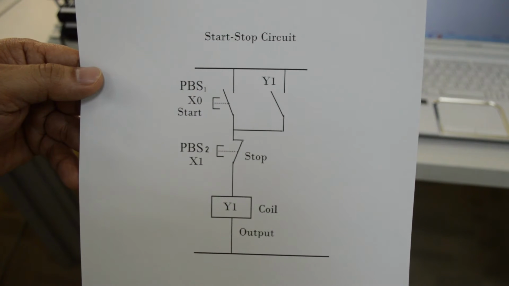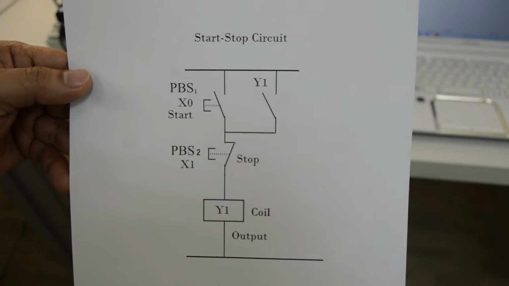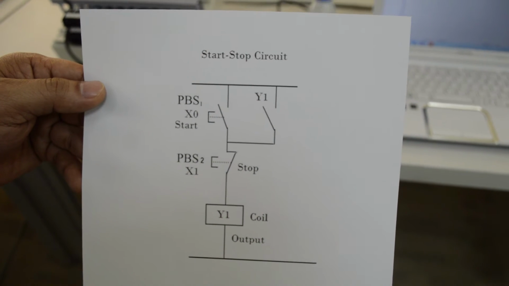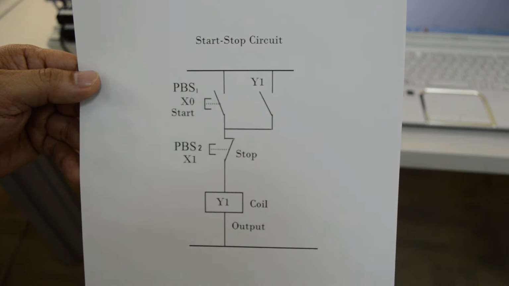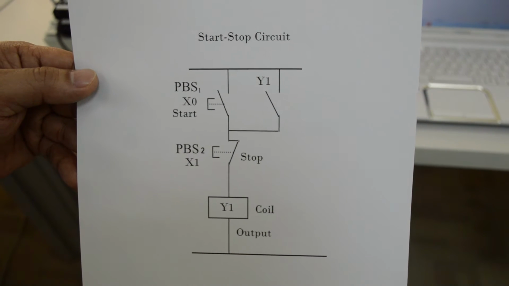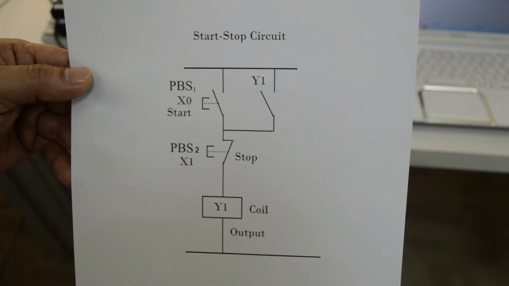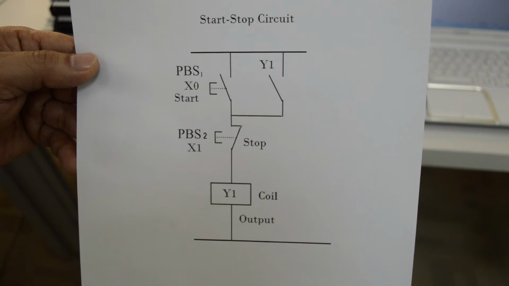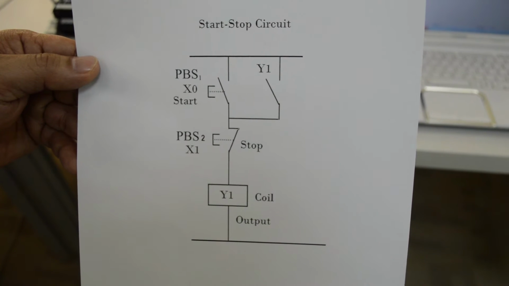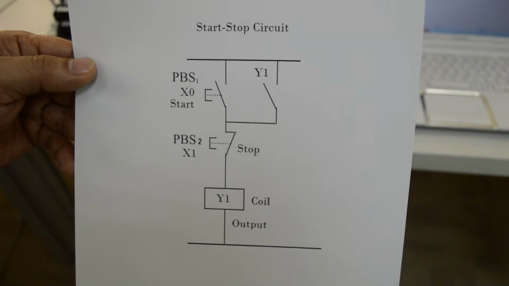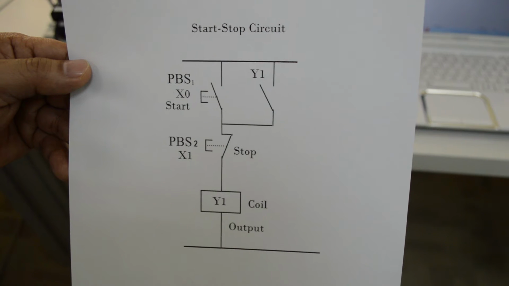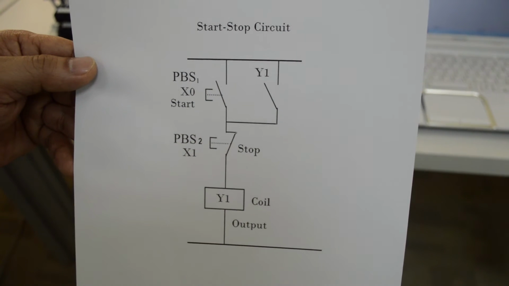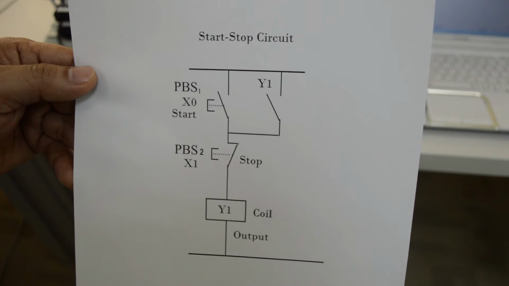So in our circuit, this is a vertical diagram. As you can see, we have here the X0 as the switch button for start. Then X1 corresponds to PBS2 or the stop. Then the Y1 will come to our coil as the output. As you can see also, in parallel to X0 is the contact Y1. The contact Y1 will serve as our holding contact.